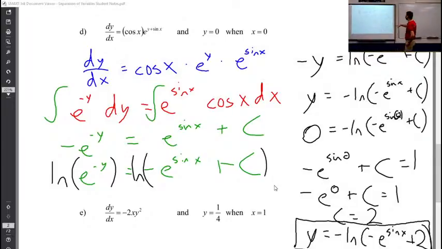And again, this time I solved for y first and got y by itself, and then I plugged in and solved for c. But on some of the problems, we can solve for c first and then go through the process of getting y by itself. Just depends on the problem, and sometimes it just depends on what you personally find is easier towards solving it.